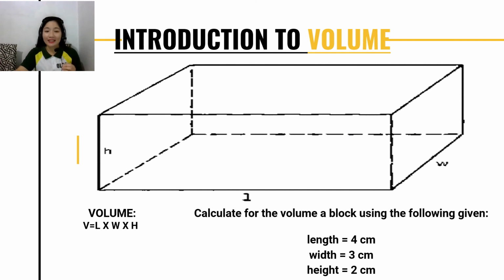Let's calculate the volume of a block using the following givens. For the length, we have 4 centimeters. For the width, 3 centimeters. And the height, 2 centimeters. All you have to do is multiply the length times width times height. So we have 4 times 3, 12, times 2, 24. Very good. Centimeter what? Cubic centimeter. Very good, class.